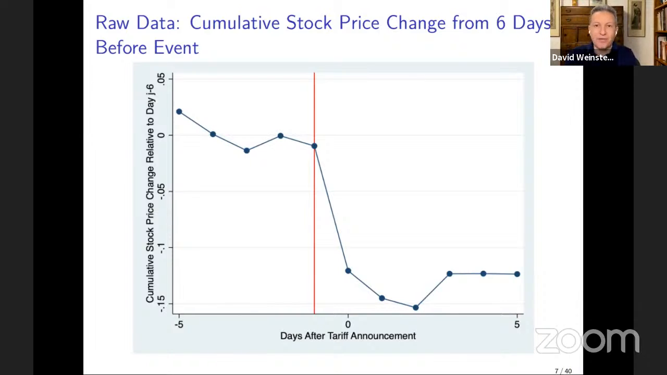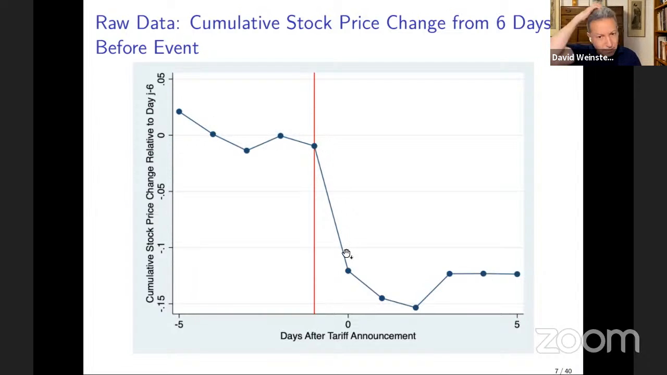So I'm not going to go through the full estimation. I just want to show you what the raw data looks like, which is going to basically give us the main results. So this is showing you what was happening to stock prices from 6 days before the event to the event. And the event always happens on day 0 in this plot. And you can see that there's not much happening to stock prices across all of these events leading up to the actual announcement. They were pretty flat.